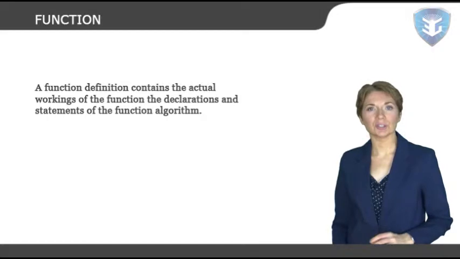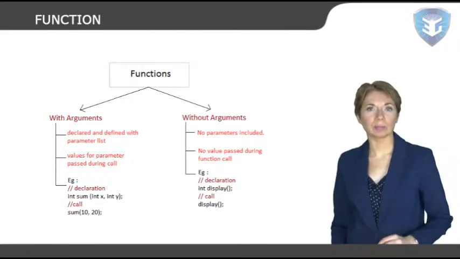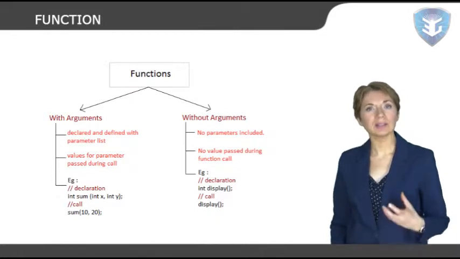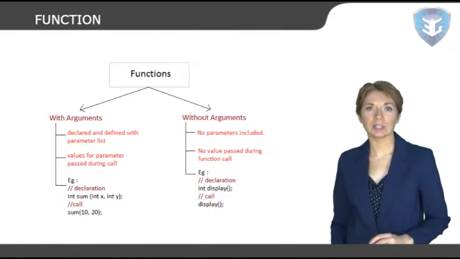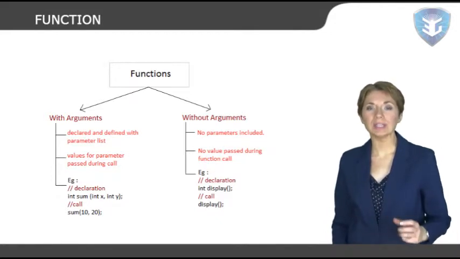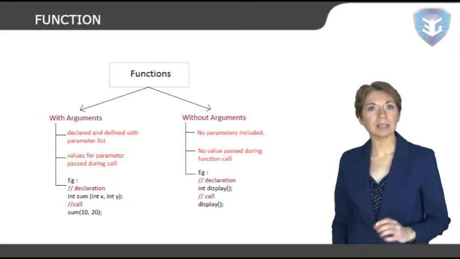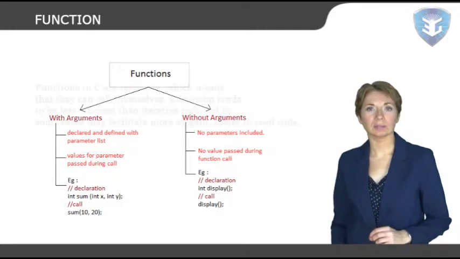A function definition contains the actual workings of the function, the declarations and statements of the function algorithm. The function is passed a number of input parameters and may return a value as specified by its interface definition. Function arguments are passed by a transaction termed pass by value. This means that the function receives a local copy of each input variable, not the variable itself. Thus, any changes made to the local variable will not affect the value of the variable in the calling function.